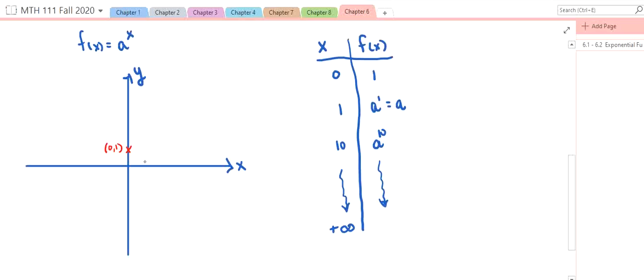Then when x is 1, y equals a; we're going to assume it's bigger than 1 here. So that's this point, (1, a). Those two points are always the case in all exponential functions of this form. And as you can see, as we get bigger and bigger with our x values, it grows exponentially. It grows really fast.